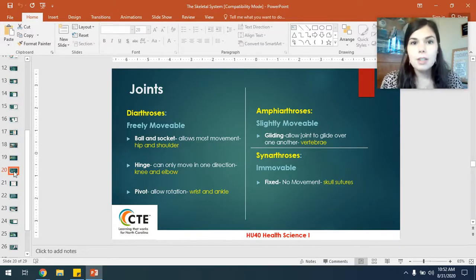And then next you have synarthrosis. Synarthrosis joints are the ones that are immovable, and these are fixated, meaning they have no movement. And these are typically found in the skull where your sutures meet up to fuse together to form the whole complete skull. Those joints do not really move.